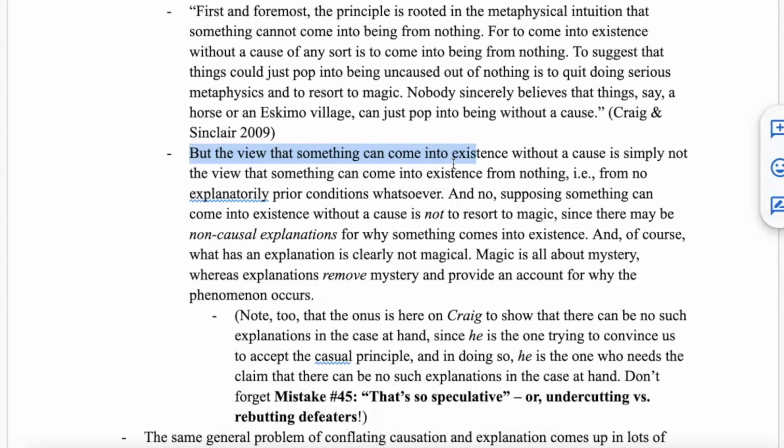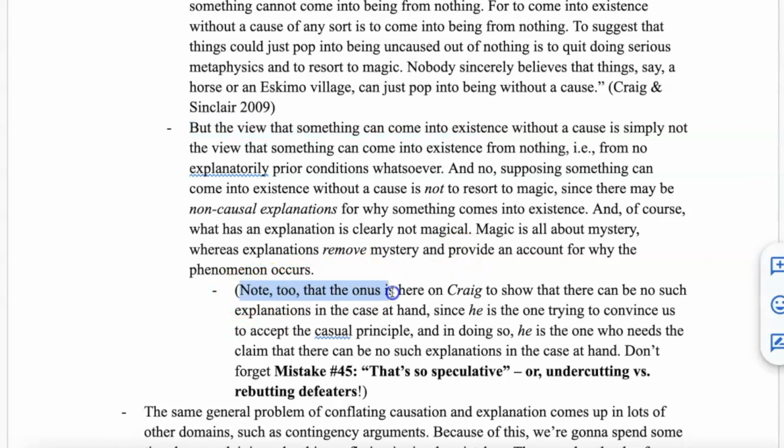And of course, note too here that the onus is on Craig to show that there can be no such explanations in the case at hand, that is, no non-causal explanations of something's beginning to exist, even though it lacks a causal explanation, right? Since Craig is the one trying to convince us to accept the causal principle, and in doing so, he is the one who needs the claim that there can be no such explanations in the case at hand. Don't forget mistake number 45 that we covered in probably part 1. That's so speculative. Or undercutting versus rebutting defeaters.